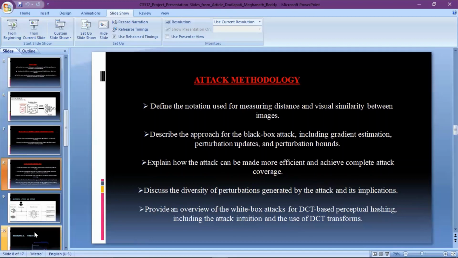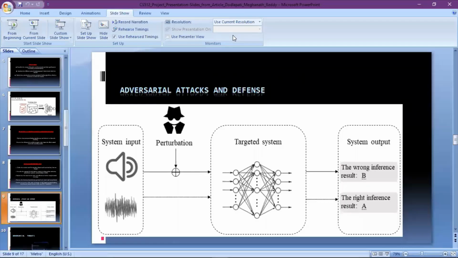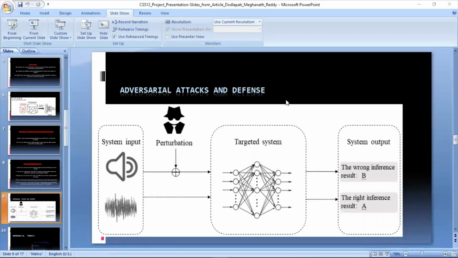Lastly, the paper goes over white box attacks for a special type of scanning system based on DCT transforms, explaining how these attacks work and how they use the DCT transform to their advantage. This is the adversarial attacks and defense, explaining how it works. This is the perturbation, like the illegal guy.